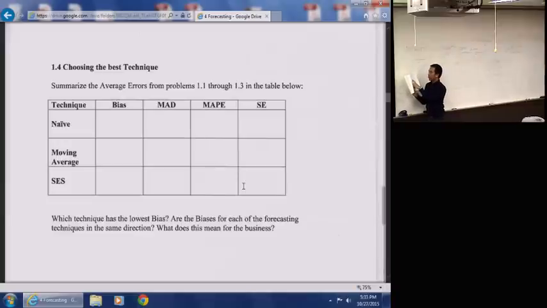According to MAD, which one is the best model? Moving average, because it's the lowest number. 1.17 means that it tends to have 1.17 error on average, and it's the lowest among naive or SES. And MAPE, which one is the best? Moving average again, because it has the lowest average percentage error. And according to the SE, which one is the best model? Moving average again, because it tends to have the lowest standard error.